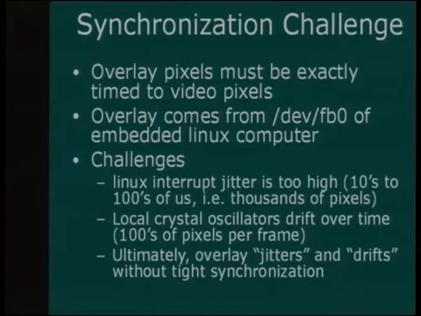Furthermore, even if somehow magically we can get Linux to not have interrupt jitter, the crystal oscillator of the local CPU itself has a long-term drift of 100 pixels per frame, something like that. That's based upon the pure PPM accuracy tolerance of a crystal. And so finally, if we don't do something special, we're going to have jitter and drift on the screen without tight synchronization. So this is how we solve the problem.